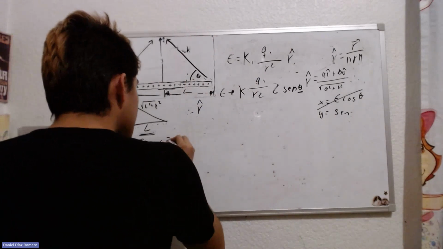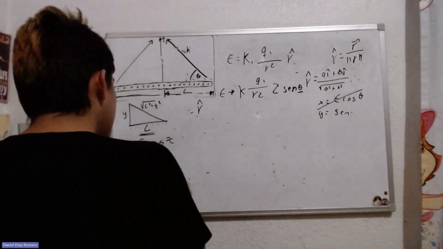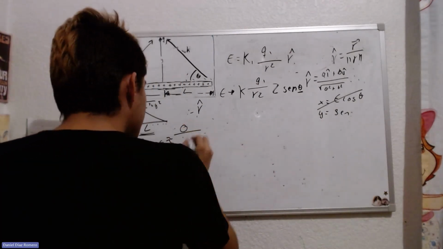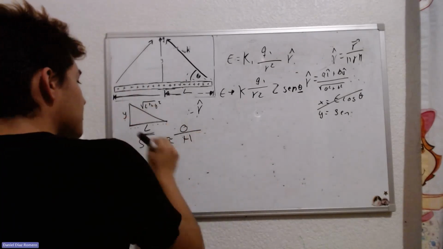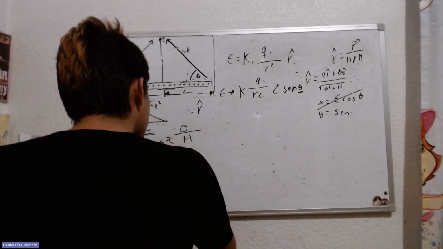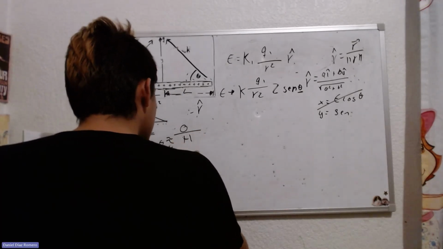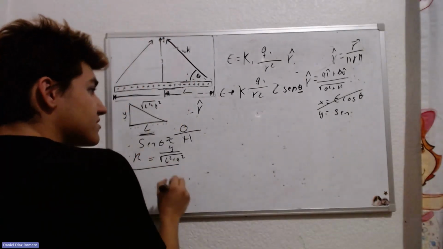So in order to translate that value and replace it with something we may know, we do know that the sine can also be described as the opposite leg over the hypotenuse. Here we have the opposite leg and the hypotenuse, which can be transcribed as y over the square root of L squared plus y squared. So this is equal to R, the main distance.